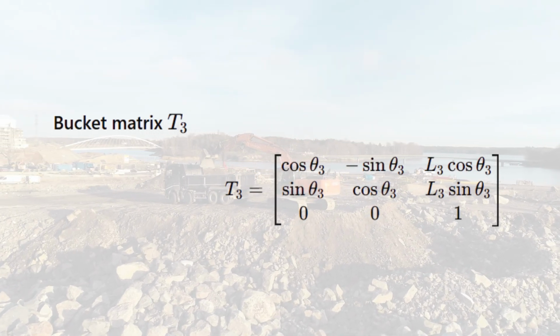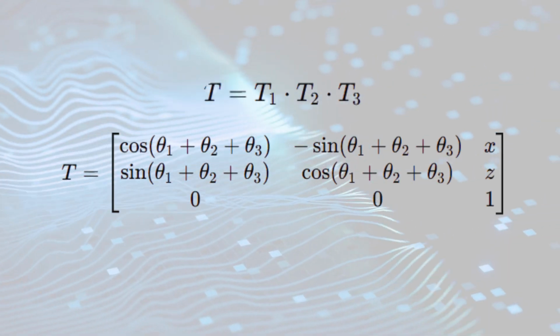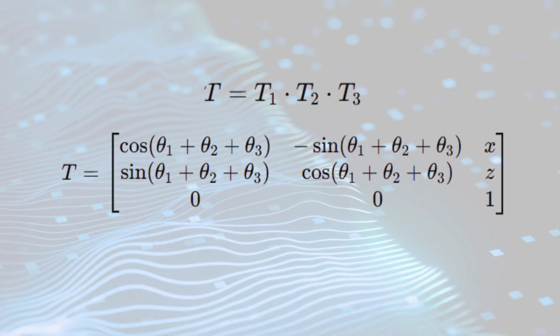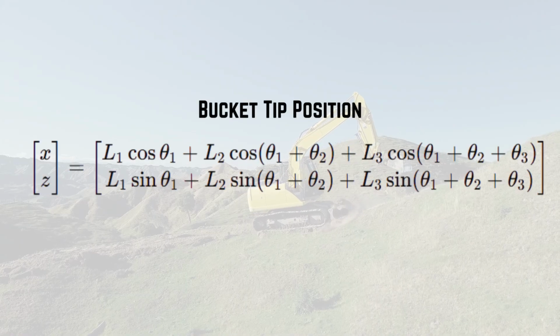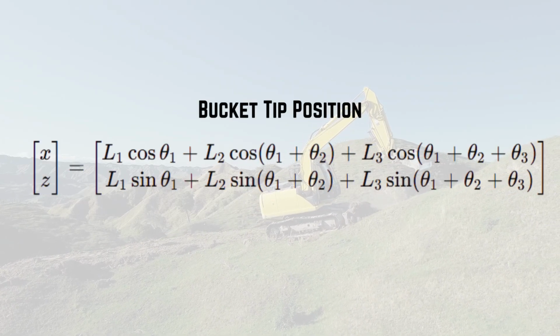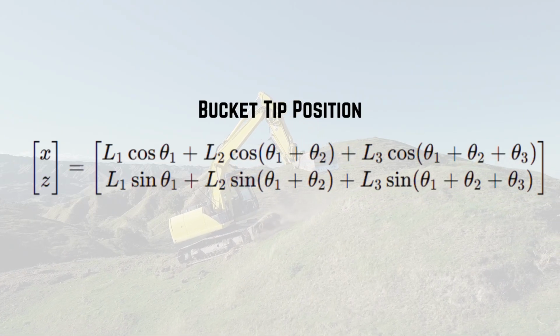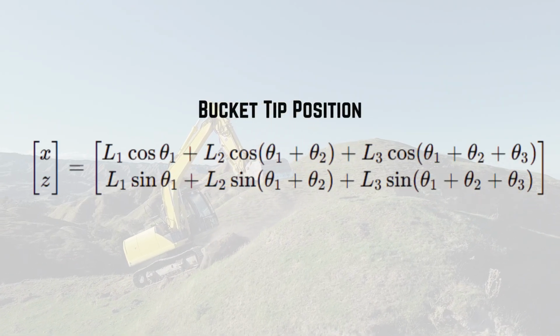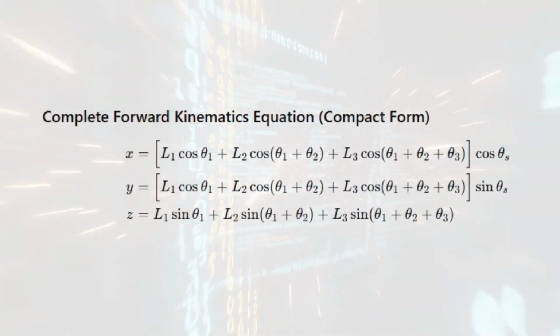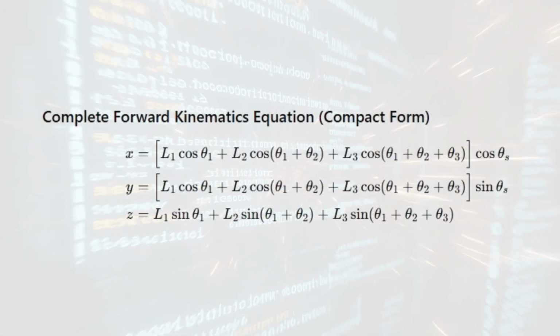The software multiplies these matrices together to form one final matrix that represents the full excavator attachment. From this matrix, the bucket tip position is directly read as X, Y, and Z coordinates. In effect, the familiar kinematic formulas are automatically generated inside the matrix calculations, without being written out explicitly.